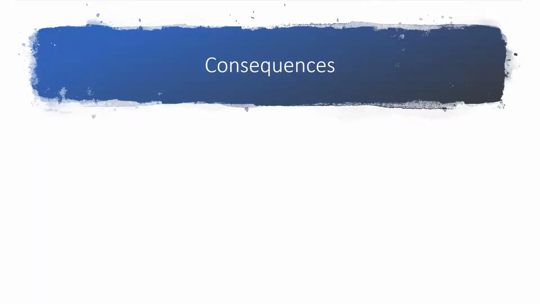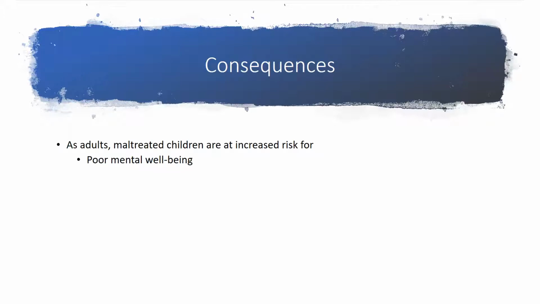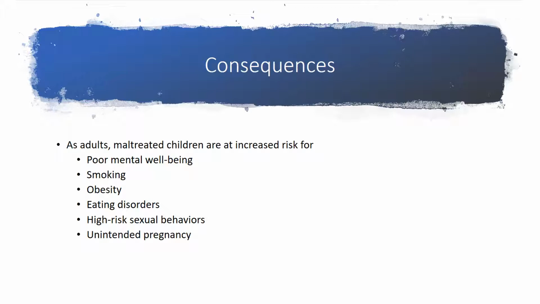Some consequences of child maltreatment are that as adults, maltreated children are at increased risk for poor mental well-being. So again, depression, anxiety, other behavioral disorders, smoking, obesity, and eating disorders. High-risk sexual behaviors such as having sex without condoms, with strange partners, with multiple partners. STI likelihoods are increased as well. And unintended pregnancy, as well as substance misuse. I know, it's repeated, we keep seeing it. At the interpersonal level, substances play a big role.